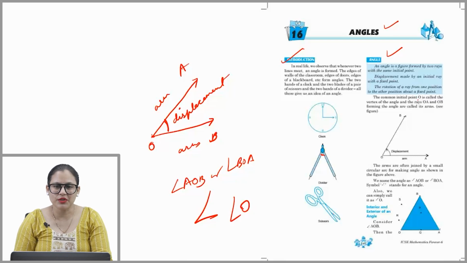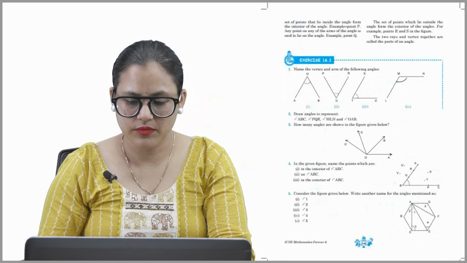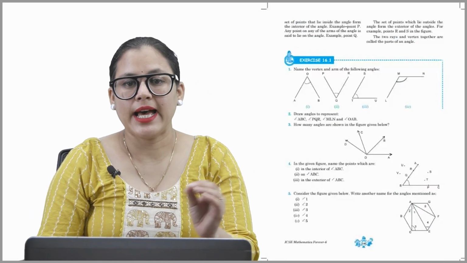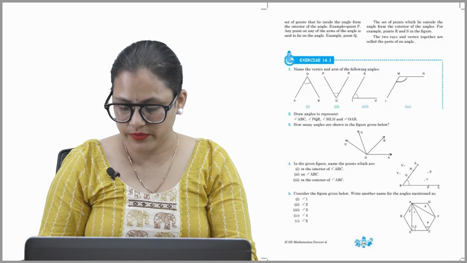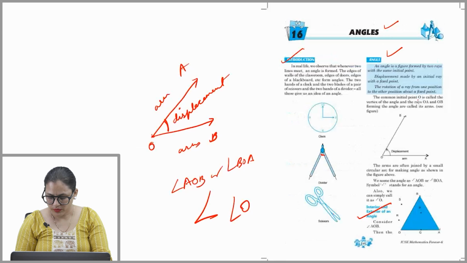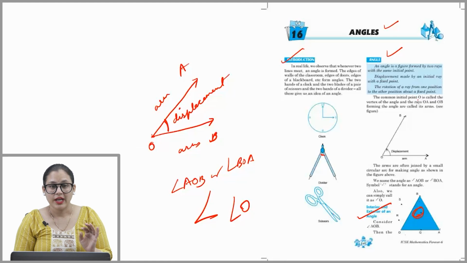Now, interior and exterior of an angle. Consider an angle AOB. Then the set of points that lie inside the angle form the interior of the angle. Example, point P. As you can see here, point P. This is inside the angle. That is, this is an interior point of the angle, okay?